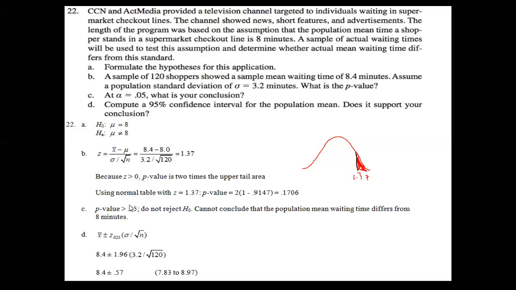At the 0.05 level, that's the key. At this level, we cannot reject it. Now maybe if we were at a different level, we might reject it. So it really all depends on what level you're at here.